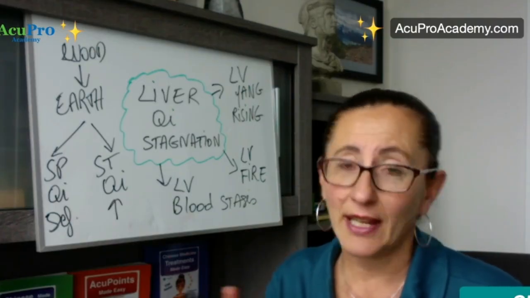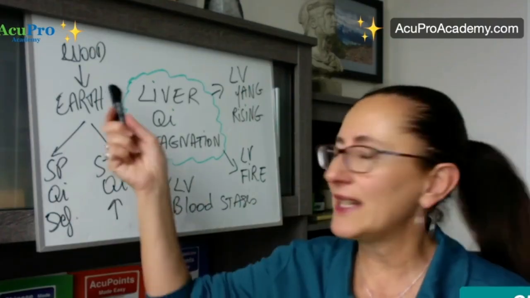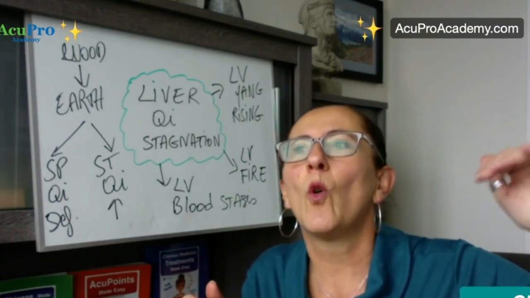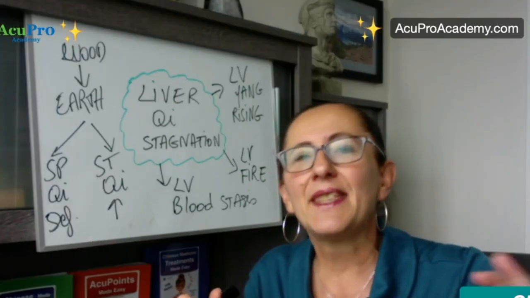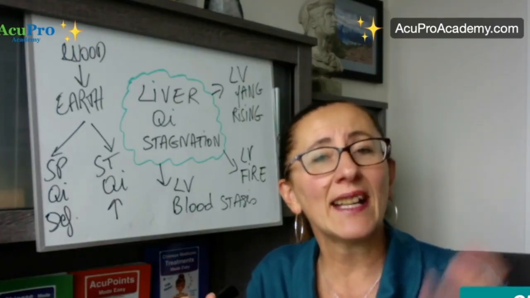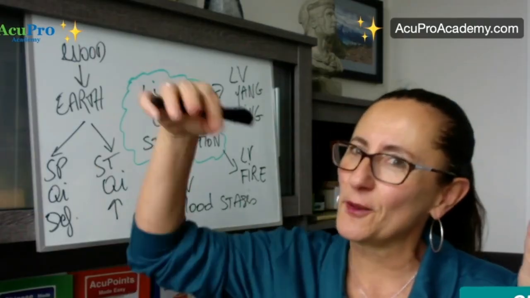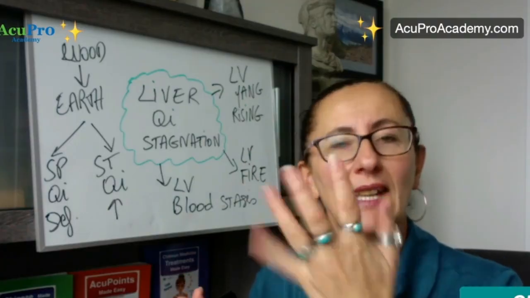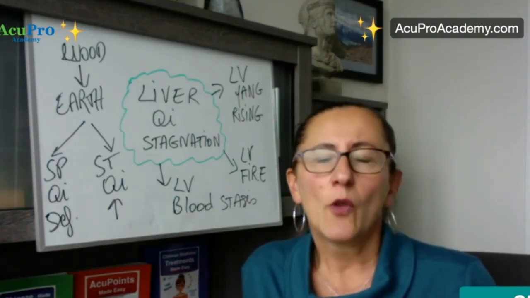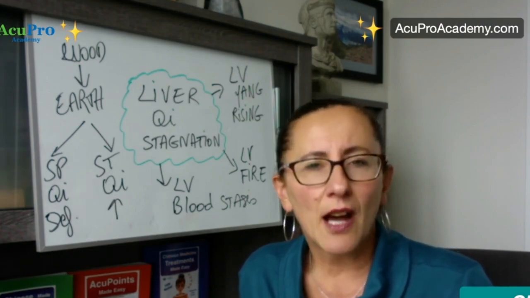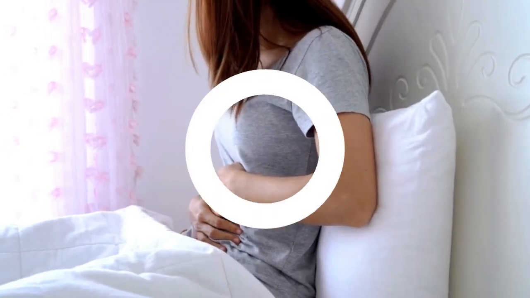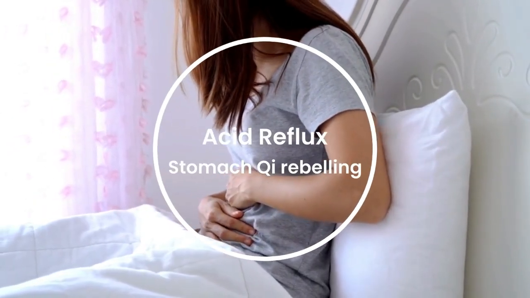The other one that could happen, and both can happen, but often is when there is liver qi stagnation, it overacts or over controls stomach. And now, because stomach has tendency to go excess versus spleen has tendency to go deficiency, now it creates stomach qi rebelling. And if stomach qi is rebelling, we have symptom of constant nausea, feeling like a knot in our stomach, maybe acid reflux, right? This is very common when people are stressed.